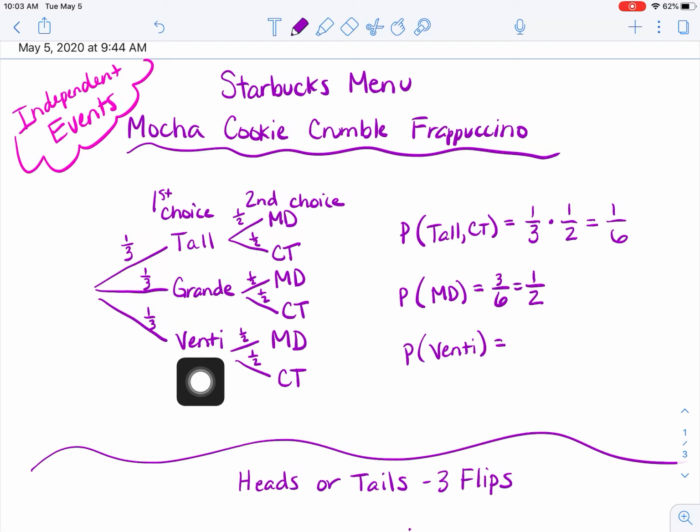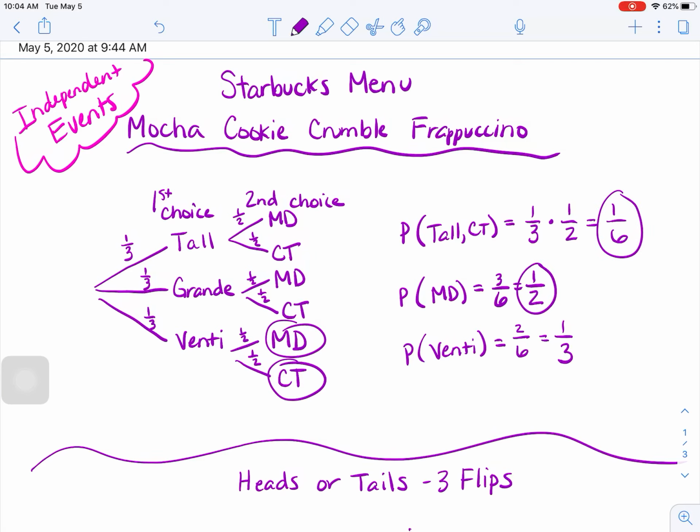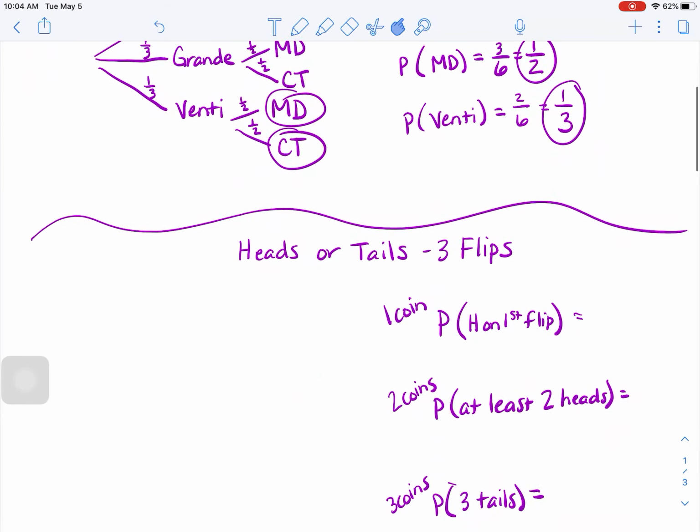Okay, I don't even really need to look at the cookie topping or the mocha drizzle because all I care about is the first choice of the size. So I've got a 2/6 because either this one or this one are going to be a venti. Or if I simplify that, that's 1/3. I'm going to circle those answers. So there's a way to make a tree diagram based on choices and still calculate your probability based on that.